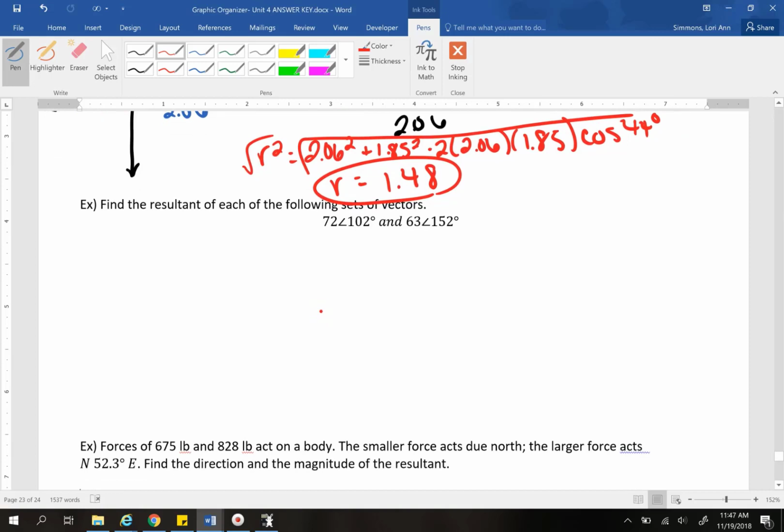Okay, so we want to find the resultant in each of the following sets of vectors. So in the adding non-perpendicular vectors lesson, that's what we did right here, is we added them to get your x and y, and then we converted it back to our vector. So you can do it that way. You can refer back to that lesson if you want to do it that way, to double check to see how this works. But I'm going to show you this way.